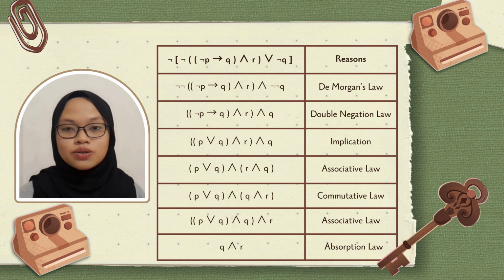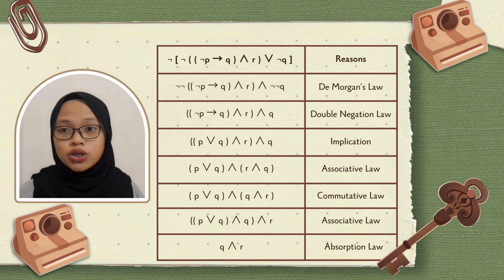Next, we use associative law. By using this law, we get P or Q and R and Q. Next step, we use commutative law. By using this law, we get P or Q and R. Next, we use associative law. By using this law, we get P or Q and R. And the last one, we use absorption law. By using this law, we get Q and R.